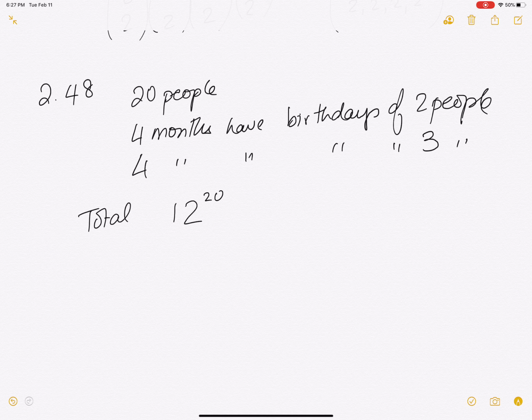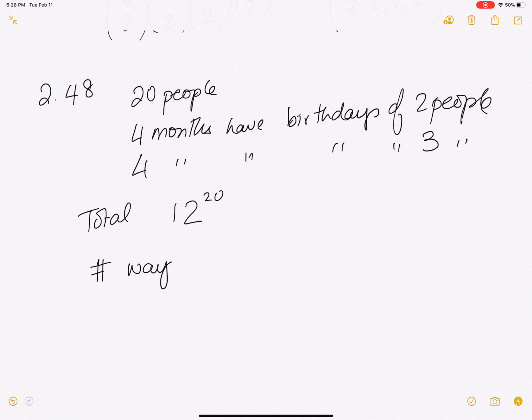That's 12 times 12 times 12. For the first person, there's 12 choices. Second person, 12 choices, and so on. So that's 12 raised to 20. Okay, now let's pick the number of ways we can assign 2 people each to 4 months and 3 people to 4 months. Okay, so first let's pick the 4 months, the number of ways we can pick the 4 months to have birthdays of 2 people each.